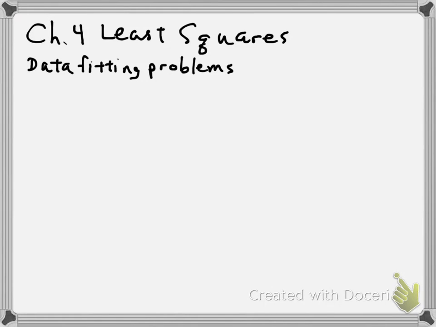Okay, so I'm going to start chapter 4, which is on least squares. And so we're going to take a look at the data fitting problem again that we looked at in chapter 3. However, we're going to change how we are going to fit data. Okay, so previously in chapter 3, we did polynomial interpolation, under certain conditions.